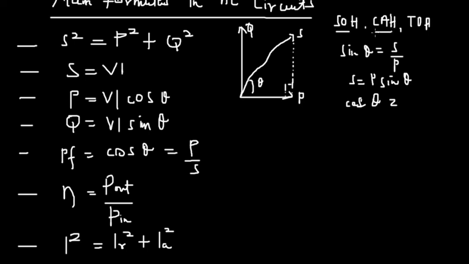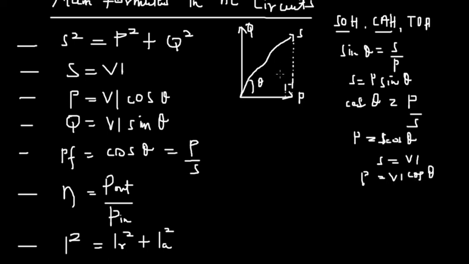Hypotenuse. So we have adjacent, which is P, and then we have the hypotenuse, which is S. So we have P equals S cos theta. This will be our value for P, and we know that S is equal to VI. So when you substitute into this, we have P equals VI cos theta.